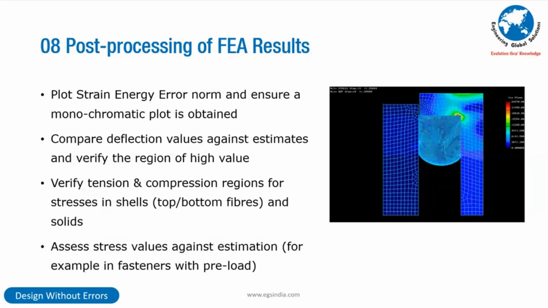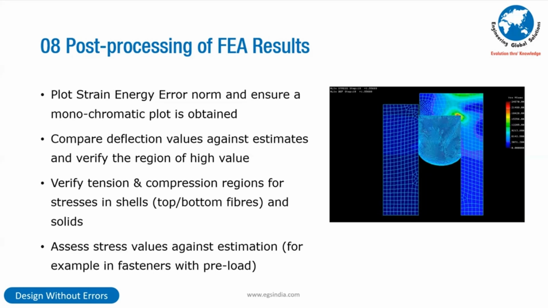Manual calculations have to be there. Verify tension and compression regions, plot the strain energy norm to ensure that it's a monochromatic plot, and then look at the assessment of the stresses against the estimation. For example, the fasteners in the preload in the system. Go and look at the values, make sure that the load has gone through properly, and then look at it.